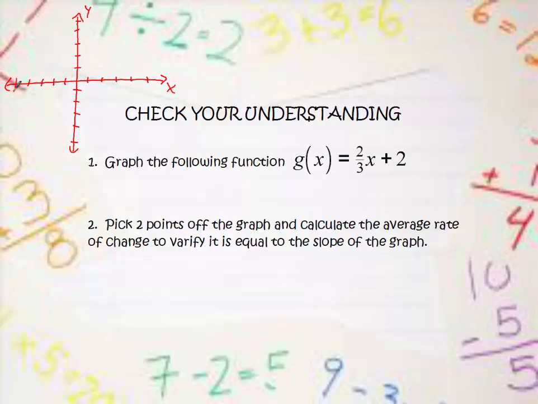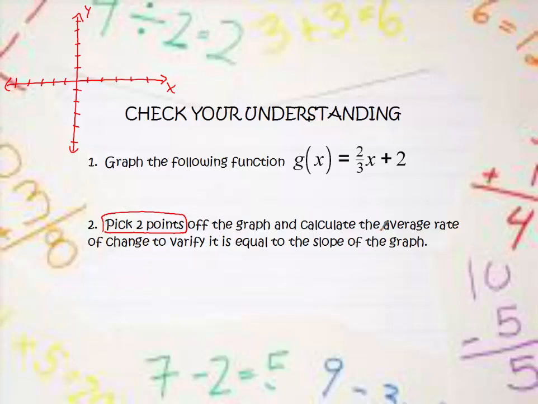And what you're going to need to do is graph this function. If that means you need to make a table, then you can make a table. If you want to use the slope-intercept form, then you can use the slope-intercept form. And then afterwards, what you need to do is use that graph, pick 2 points off that graph, and calculate the average rate of change.